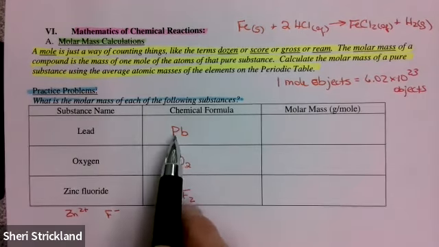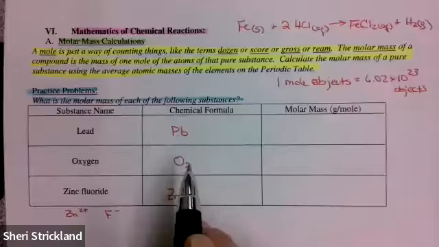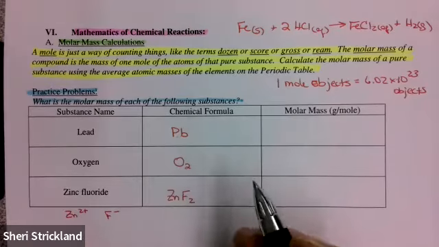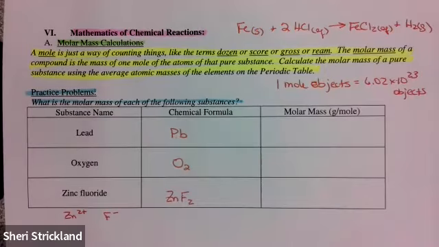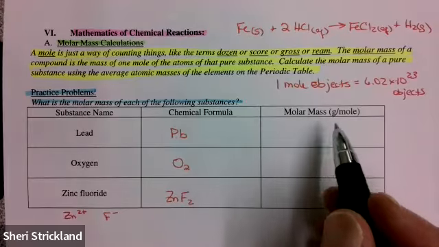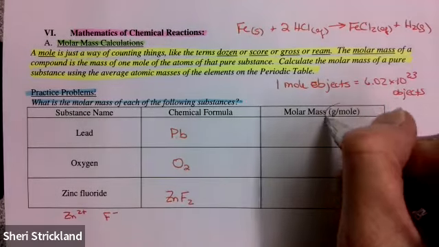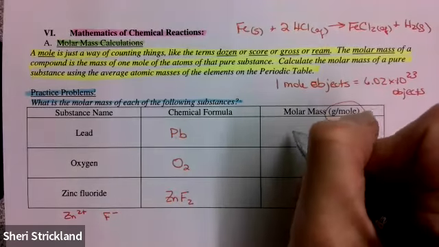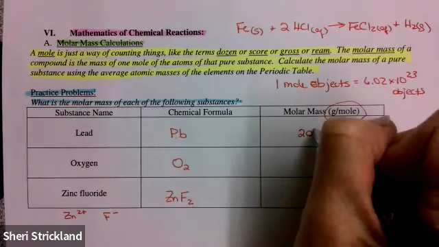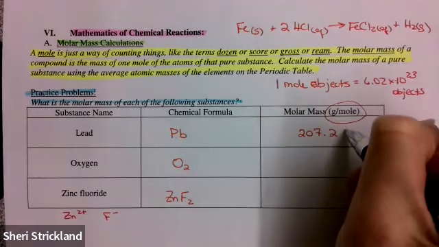So if you look at the periodic table to see the average atomic mass of each one of these elements, if you look under lead, you would see 207.2. And so if you're talking about individual atoms, the unit is AMUs, atomic mass units. But if you're talking about molar mass, it's the very same number, but the units are grams per mole. And I can show you the math that makes that happen if you want to, or you can just take my word for it. So the molar mass is 207.2 grams per mole.